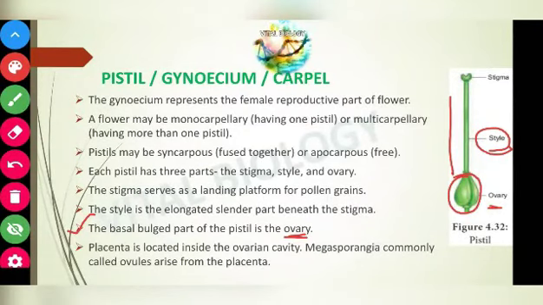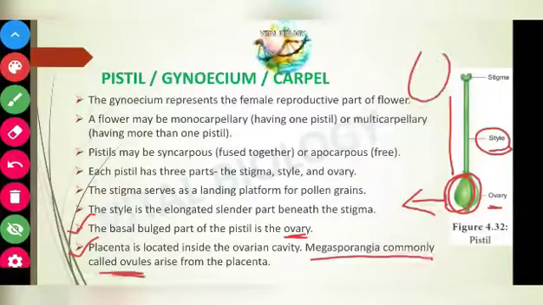And the placenta is located inside the ovarian cavity. So inside this ovary there is the presence of the placenta, and the placenta is inside the cavity of the ovary. The megasporangium is commonly called the ovule. As I told you, inside this ovary there is the presence of ovules.